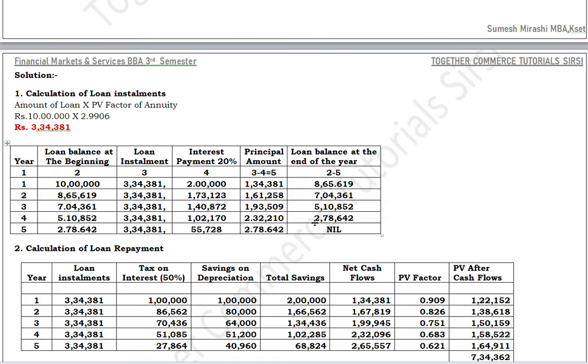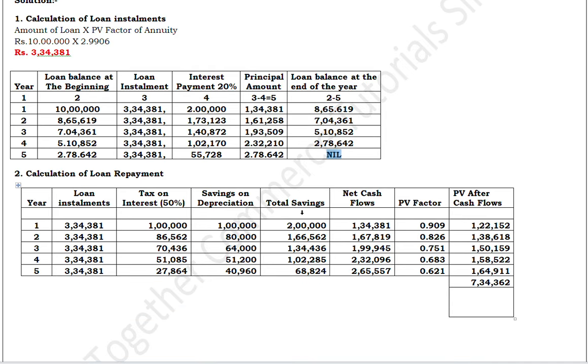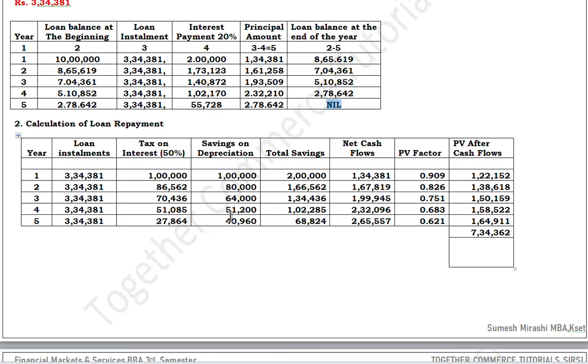The last column automatically will come as 0, or it will be a negative number, so you can just make it nil. The point here is that at the end of the fifth year, your loan will be reduced to 0. Then let us continue with the next step, that is calculation of loan repayment. I hope the first step is clear.